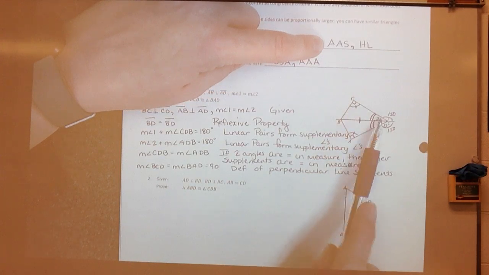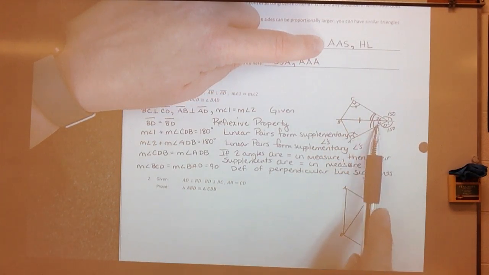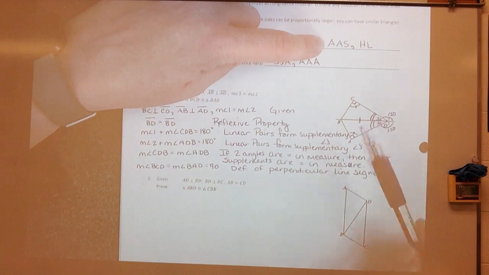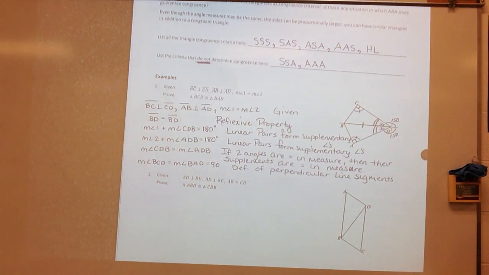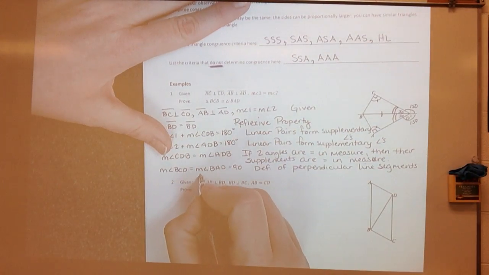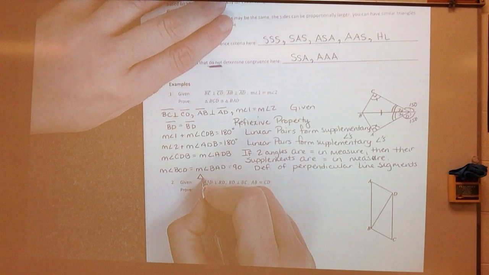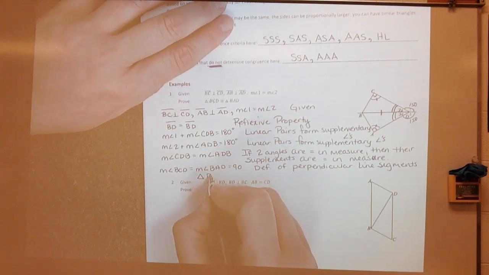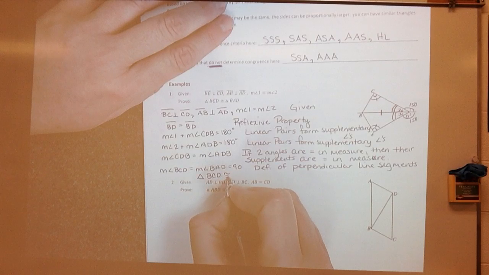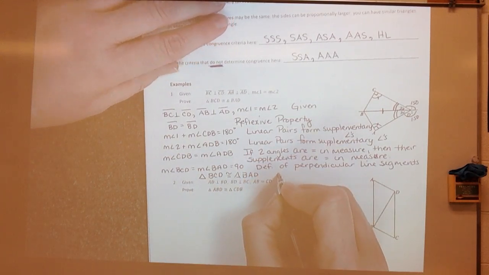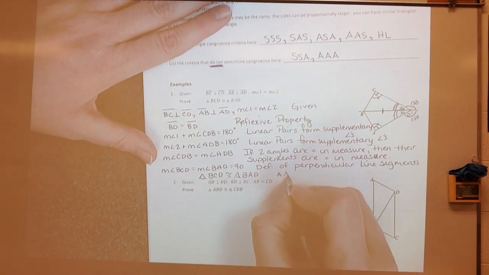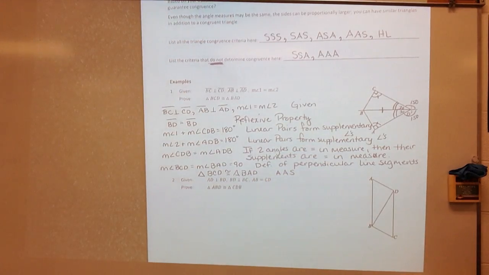Alright, can we prove angle, angle, side? Angle, angle, side. We have proven this using the angle, angle, side, so we are finished. So triangle BCD is congruent to triangle BAD by angle, angle, side. Okay? So there we go. We've proven our triangles.